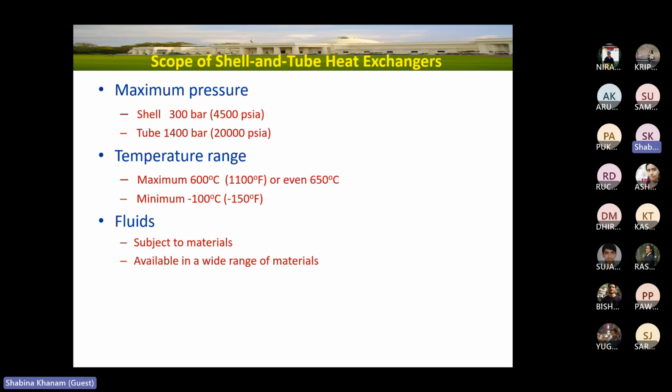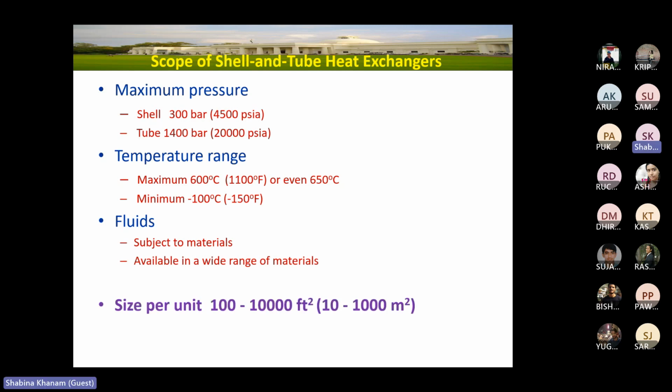Available in a wide range of material, okay? Because materials of construction are available in a wider range, therefore you can accommodate the different types of fluids also in this, okay?